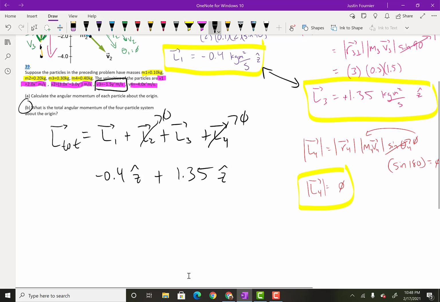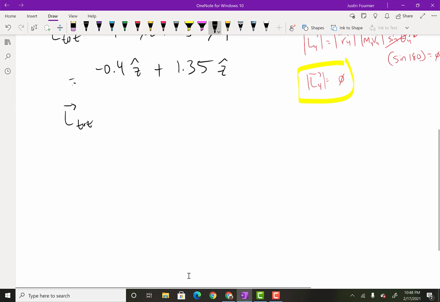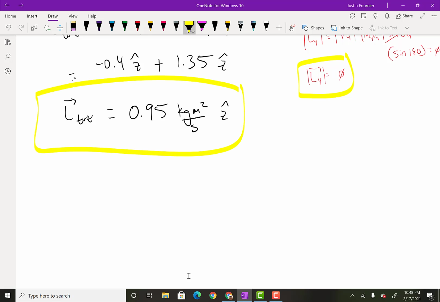And that's positive. So that means the total angular momentum for this whole particle system is going to be 1.35 plus negative 0.4. I think that's 0.95. And again, now I'll bring back the units. They didn't change. I was just adding two numbers together. The units stay the same. And that's going to be my total angular momentum.